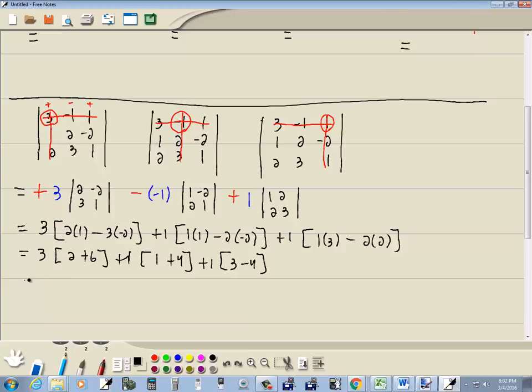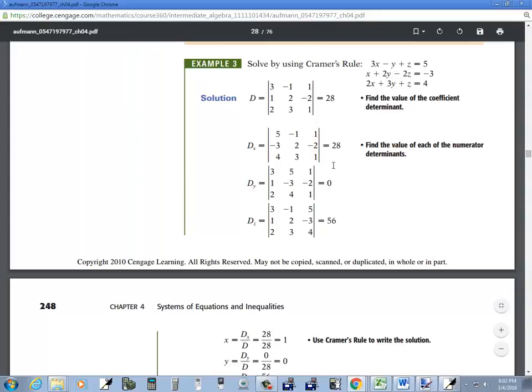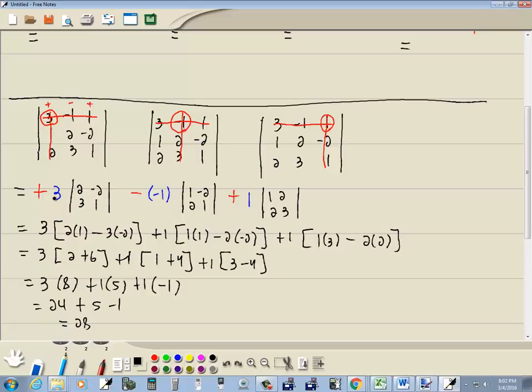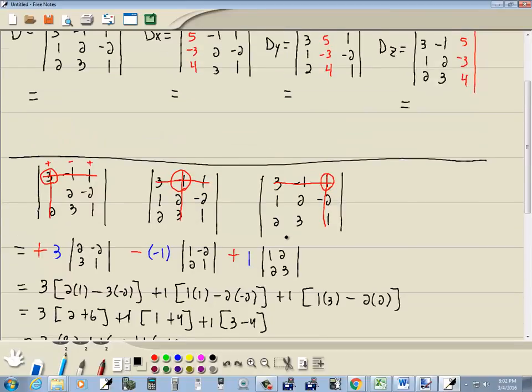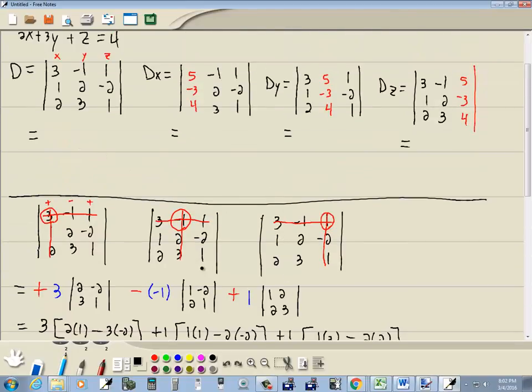Now it is so easy to mess up on a sign on these. 2 plus 6 is 8, 1 plus 4 is 5. And 3 times 3 minus -4 is -1. So I got 24 plus 5 minus 1, which gives us 28. Let me double check that with the book. See how they came up with 28 here. Okay. Now I'm going to erase that, and then I'll put 28 right here.